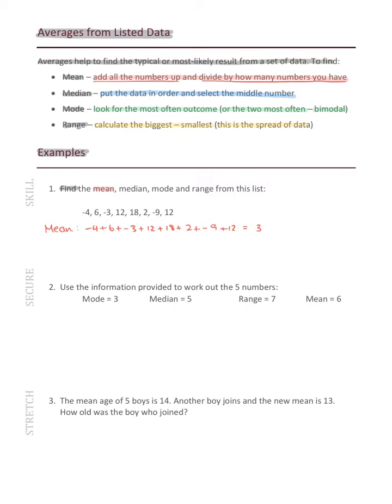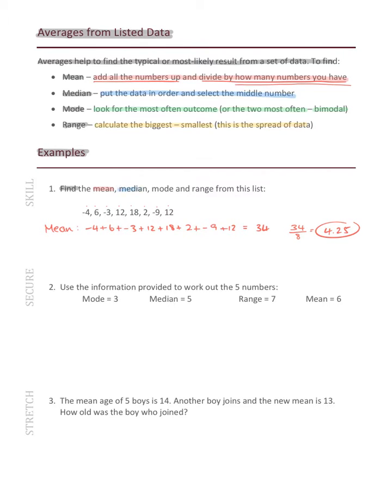To get 34, and then I need to divide 34 by how many numbers you have. So I have 1, 2, 3, 4, 5, 6, 7, 8. So 34 divided by 8 equals 4.25. So that is the mean.